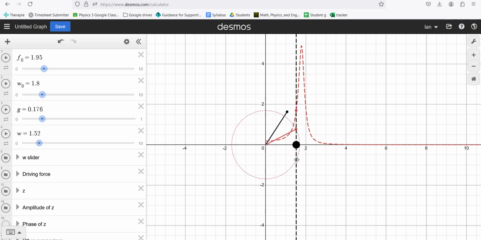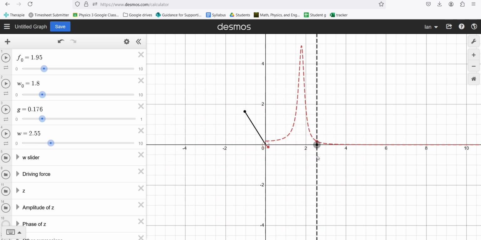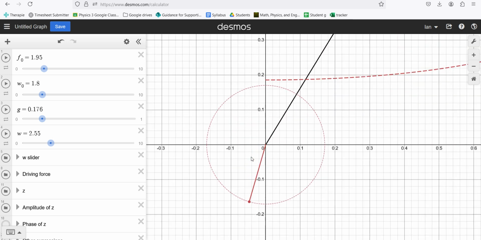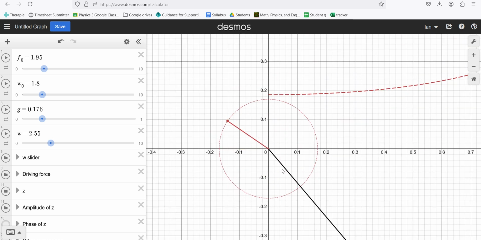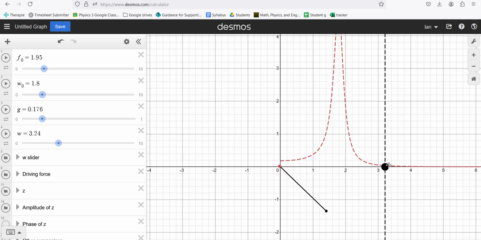So that's what's going on over here. And then if you go way to this limit, they're basically opposite each other. If you zoom in, you can see that, right? The angle is like 180 degrees, and the amplitude keeps decreasing and decreasing, which you can also see here on this red line, going to 0.